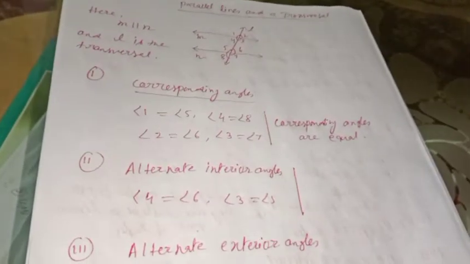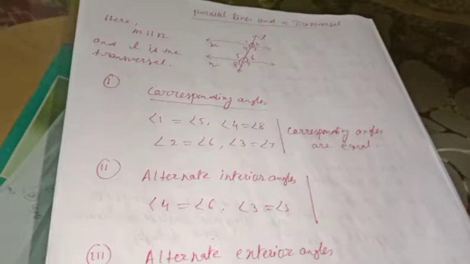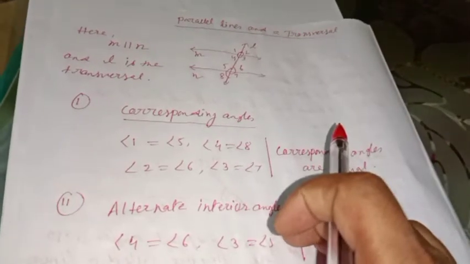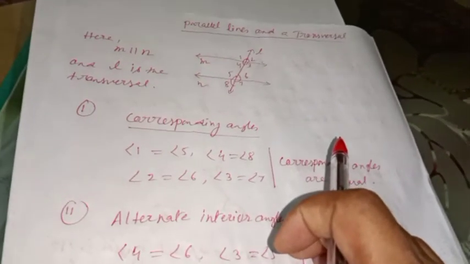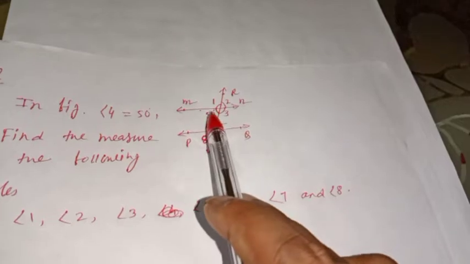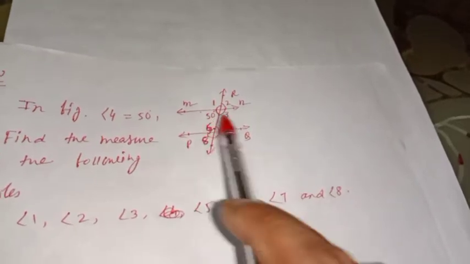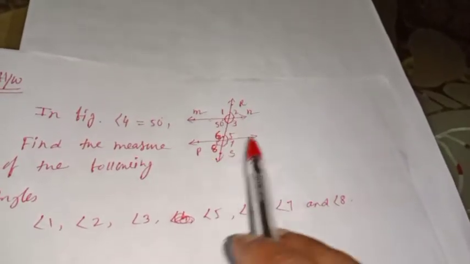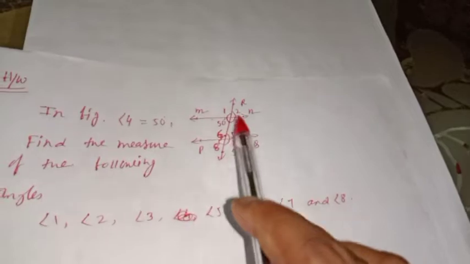So today I am not going to start the exercise. I will start Exercise 6.1 in the next class. Today I have given a special homework, and it depends fully on this concept. Those who understood this concept can solve it easily. Suppose these are angles 1, 2, 3, and this 50 degrees is angle 4, and then 5, 6, 7, 8. MN is parallel to PQ, and RS is the transversal.